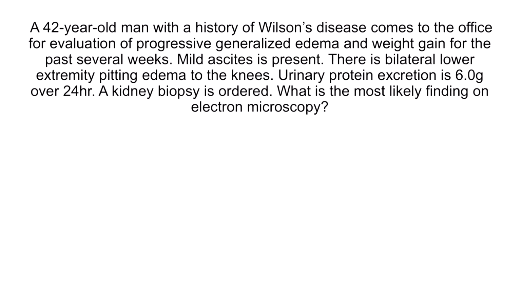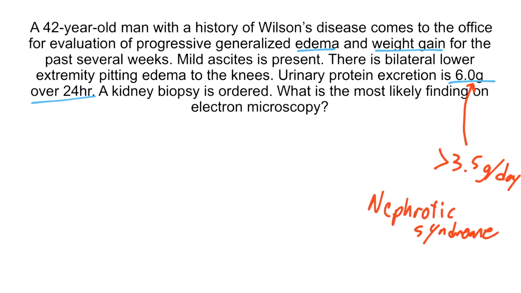Okay, so this man presents with progressive generalized edema and weight gain and proteinuria. And how many grams of protein in the urine is required to qualify this as nephrotic syndrome? Greater than 3.5. And 6 grams over 24 hours definitely qualifies as that. And with these signs, we can determine that he has nephrotic syndrome. And now we have to figure out the cause of his nephrotic syndrome. Well, we're told that he has a history of Wilson's disease.